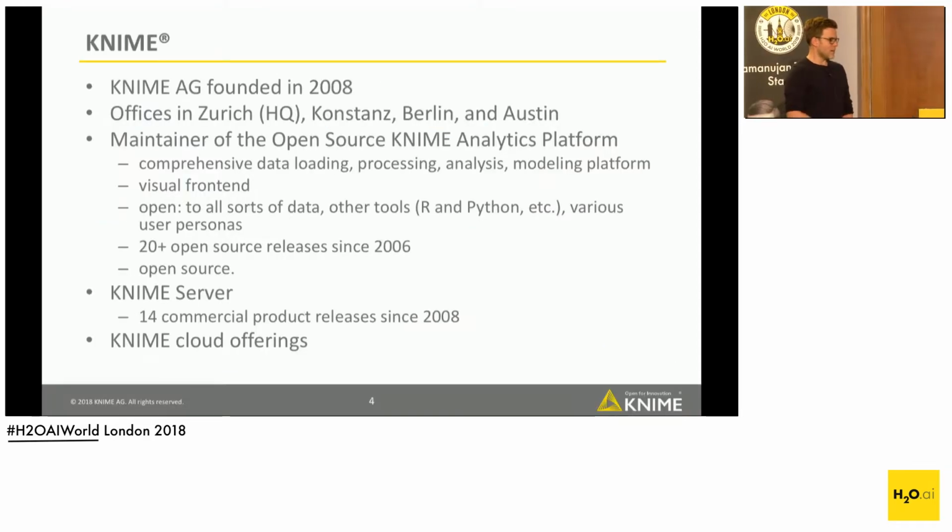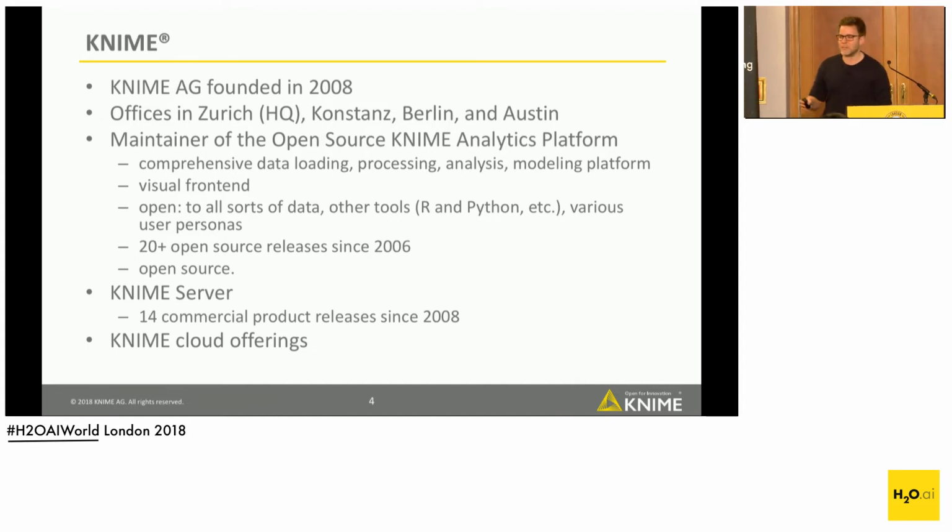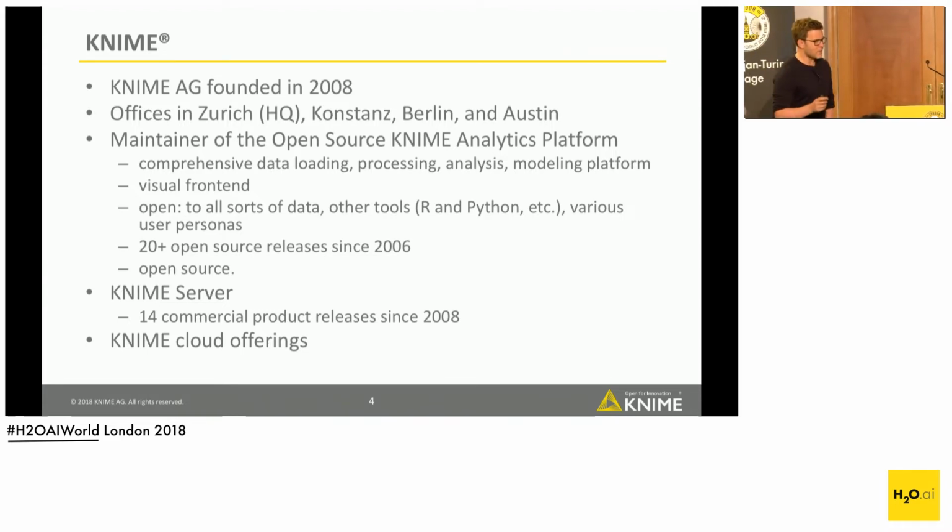We are a small, not so small anymore, company, founded in 2008. It was a spin-off from the University of Constance. Constance is a very small city at Lake Constance, in South Germany at the Swiss border, beautiful. But we figured that we need other places to represent our company, so we have offices in Zurich, Constance, Berlin, and Austin now. We are 70 employees, and we are the maintainers of the so-called KNIME Analytics Platform, which is an open source tool that I will introduce in a second.